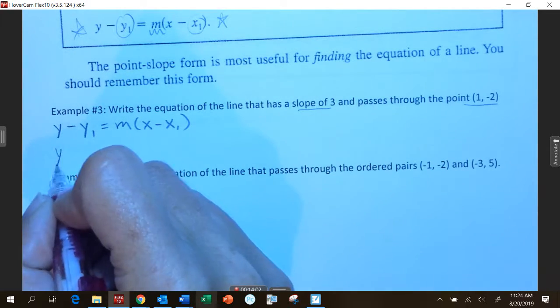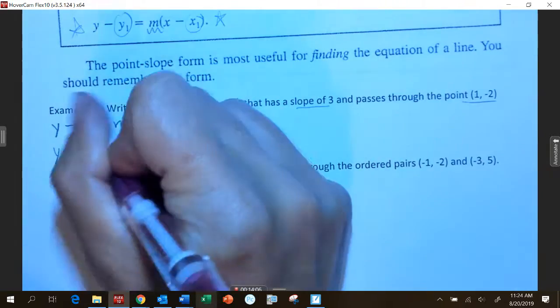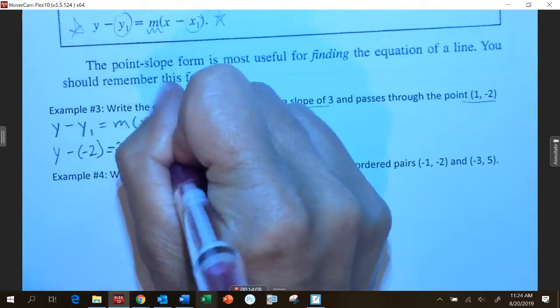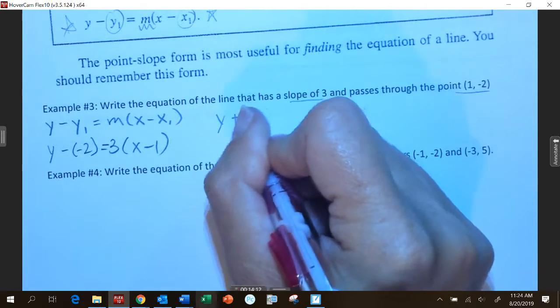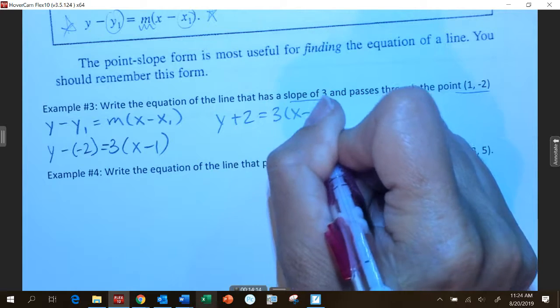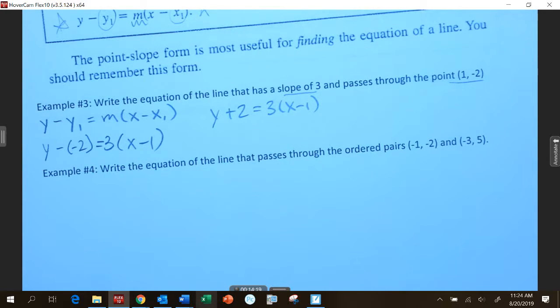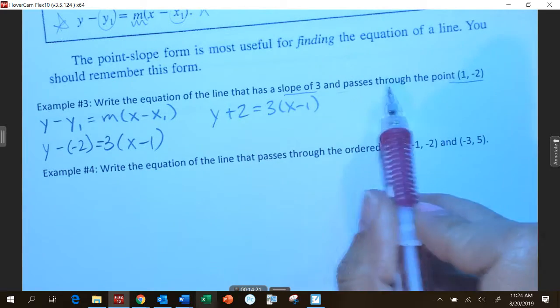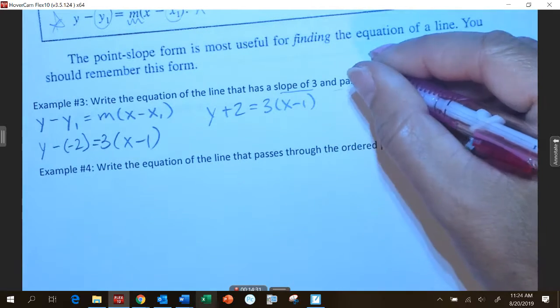So we're going to plug stuff in. Y minus my y1, which is negative 2, equals slope times x minus 1. And we simplify. Y plus 2 equals 3 times x minus 1. That's point slope form. This does not say how to write it, it doesn't say to write it in a particular form. In your assignment, it does tell you to change it into particular forms. So let's change this one into slope intercept.